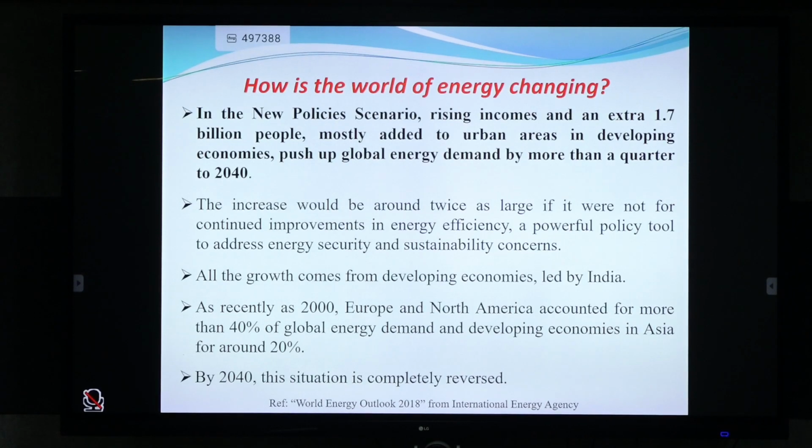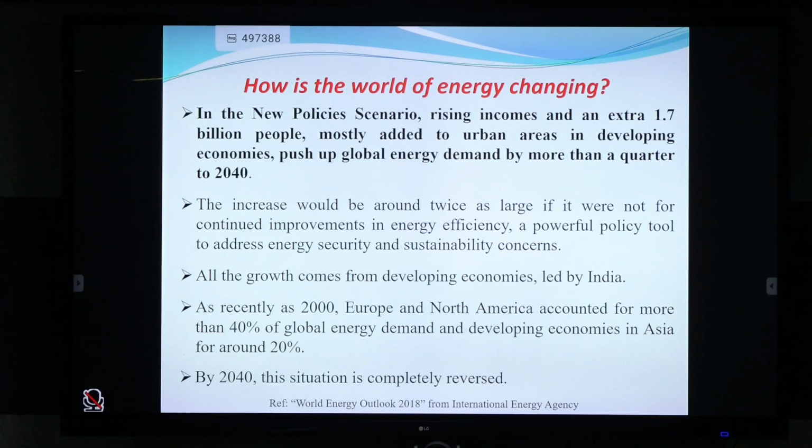So in the new policy scenarios that we are talking about, the rising incomes of an extra 1.7 billion people, mostly added in the urban areas in developing economies, push up the energy demand by more than a quarter by 2040. In fact, I got this data from the International Energy Agency, the World Energy Outlook 2018. There is a report after 4 years, that is 2020. Last year it has come.